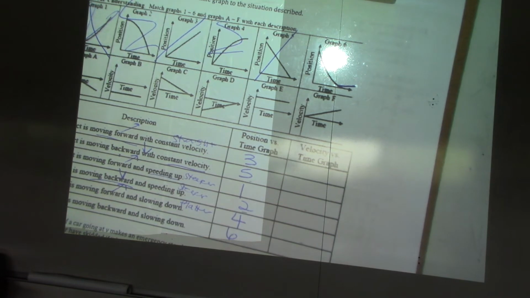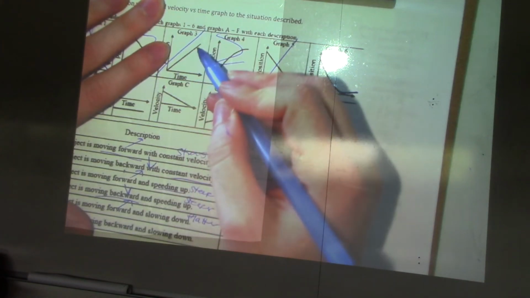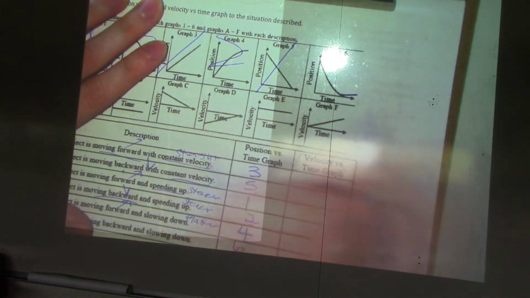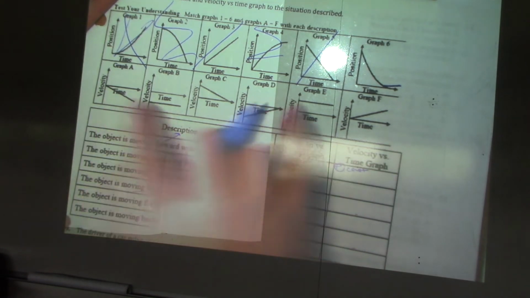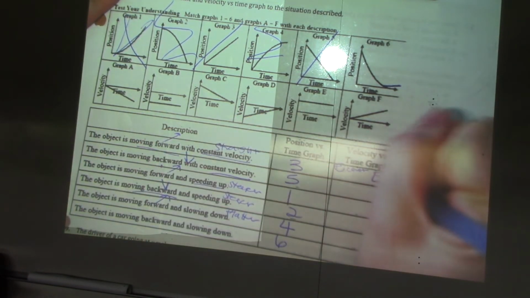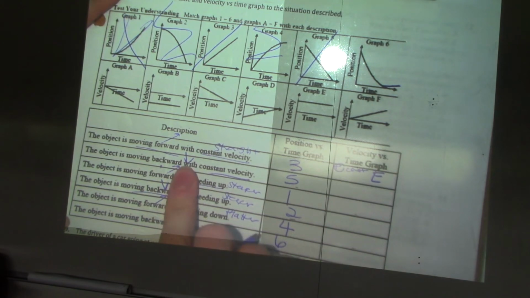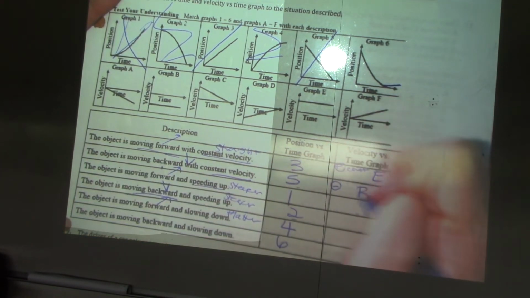Now the velocity versus time graph that goes with each of these. So 3, we said, was forward. That's a positive velocity, and it's constant. So I want positive, constant velocity. The only two that are constant are these two, and the only one that's positive of these is v. Backwards at a constant velocity, so that's just a negative velocity. Again, constant, so that would be b.